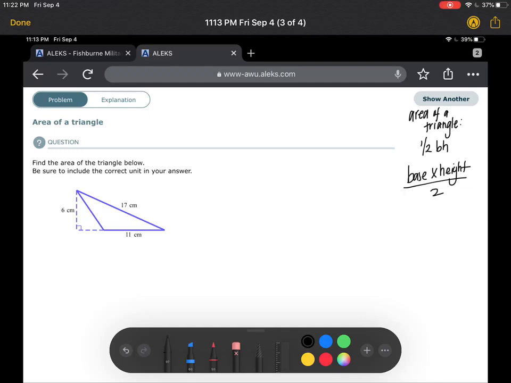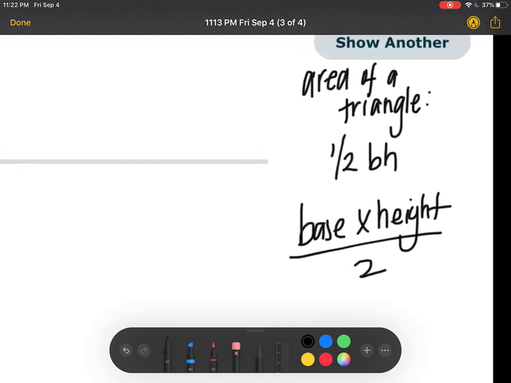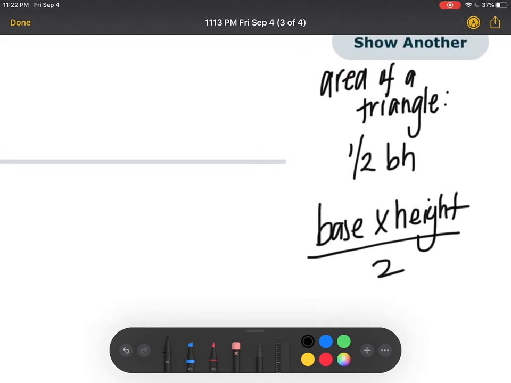Okay guys, so this video is going to talk about area of a triangle and how to find this. So really quickly, the formula that you have is area of a triangle is half of base times height, or you can think of it as base times height divided by 2.